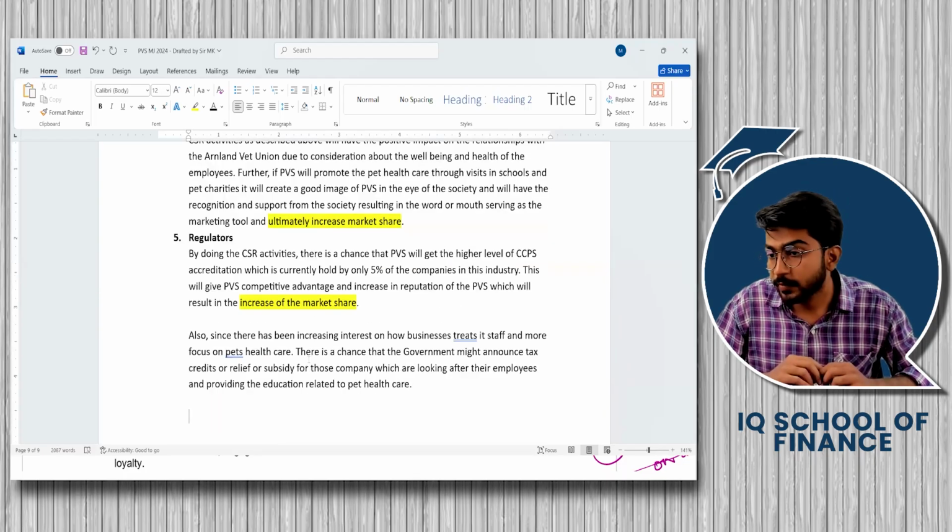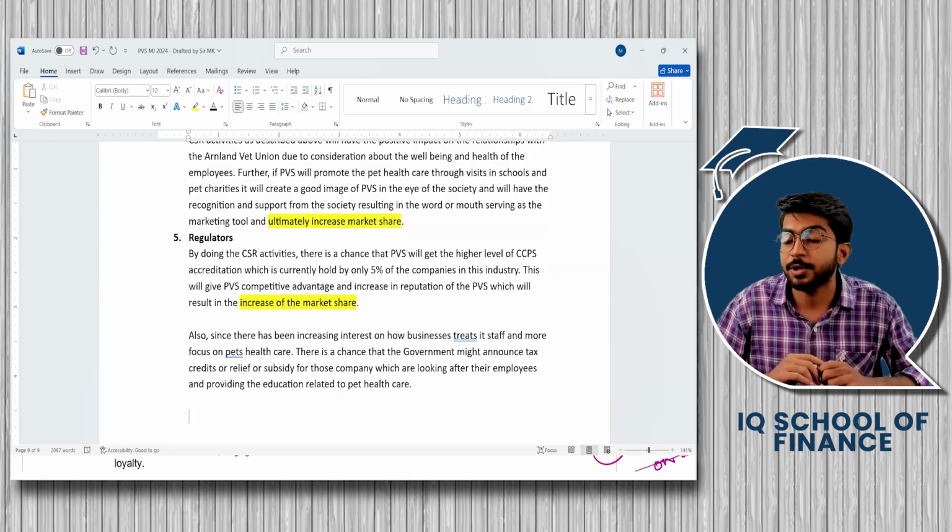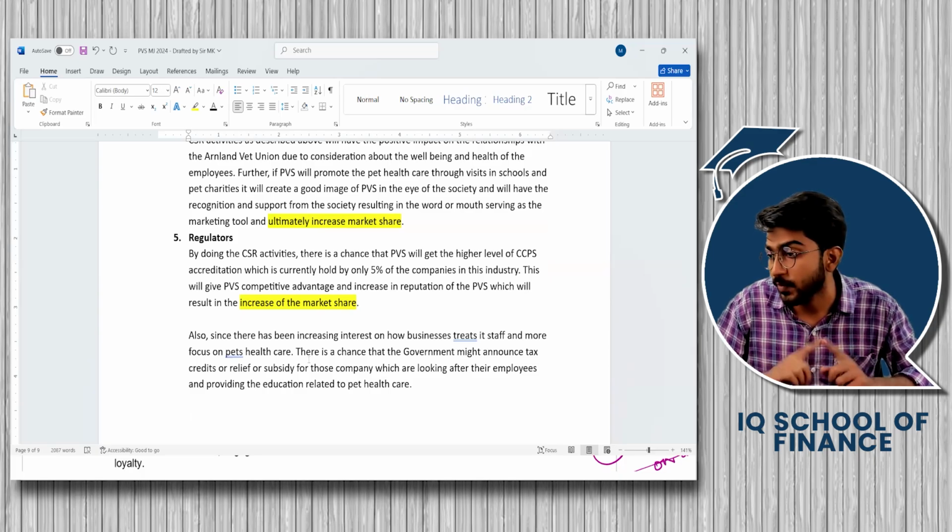Hira is saying it will help PVS increase market share and reputation. Good, Hira. Good point. Through CSR activities, PVS can get taxation benefits, support, and subsidy from the government, which can help PVS to serve better and to attain more rewards. This results in good reputation and brand image.